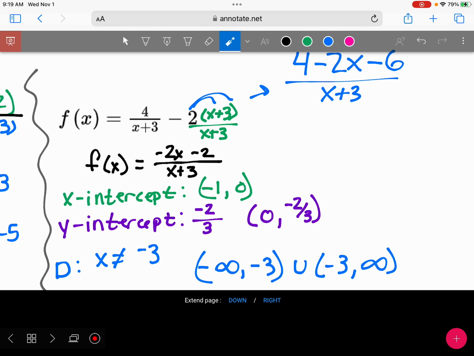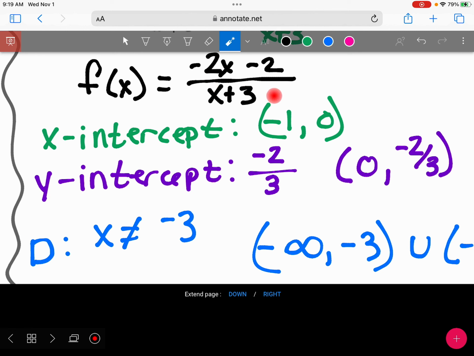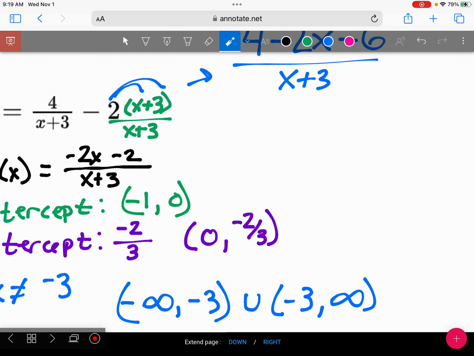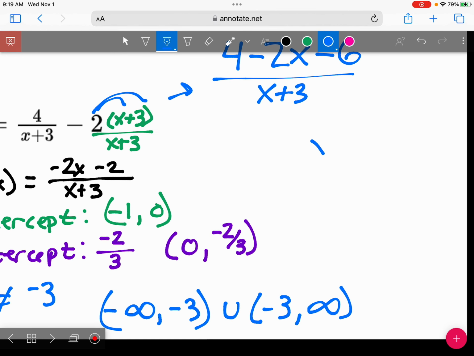We found the -3 by looking at our denominator whenever x plus 3 equals 0. So whenever our denominator equals 0, we'll have an undefined function. That's how we find the piece that x can't be. Okay?